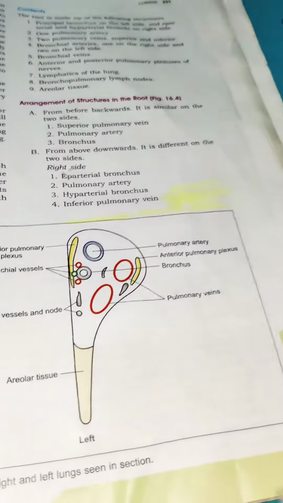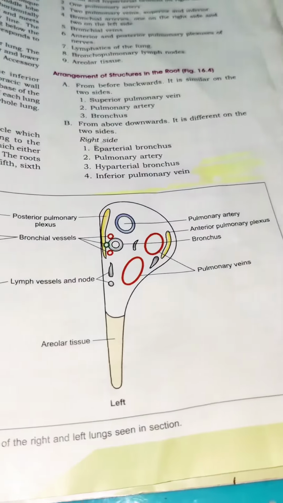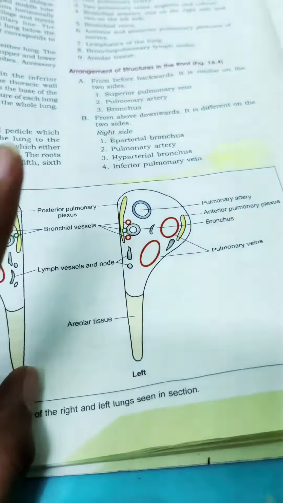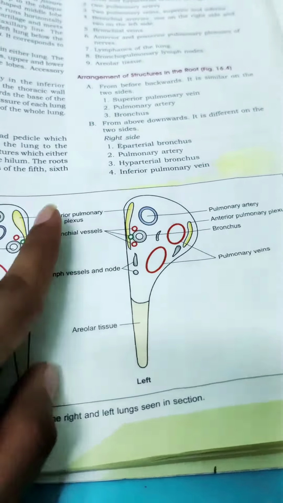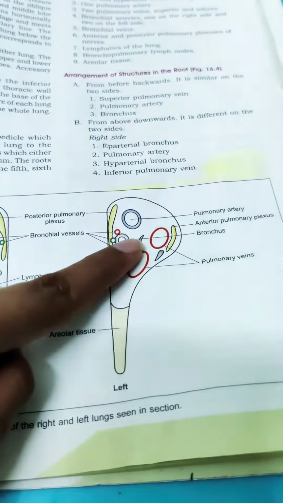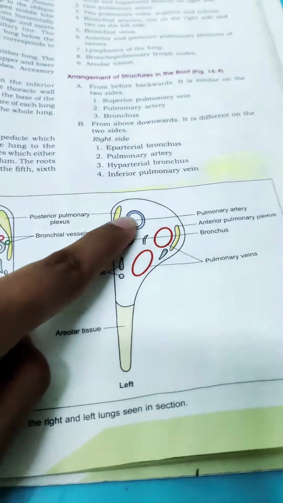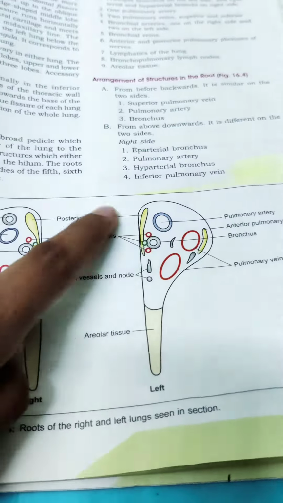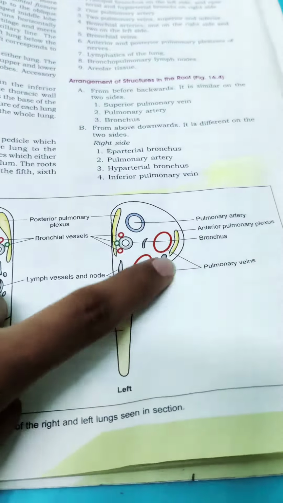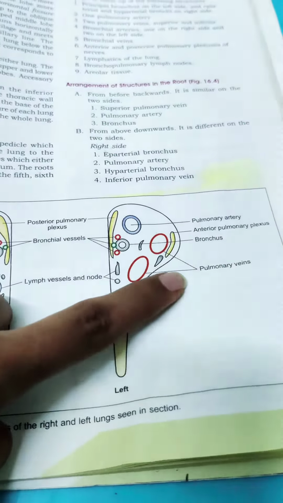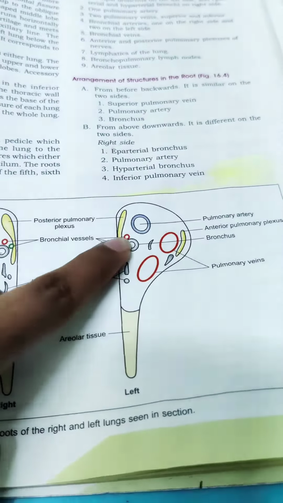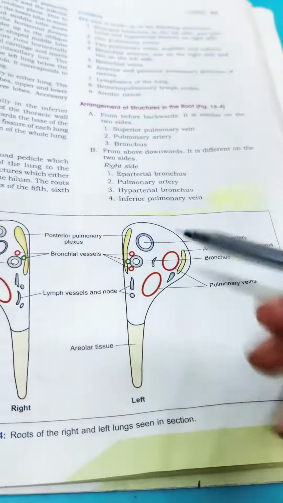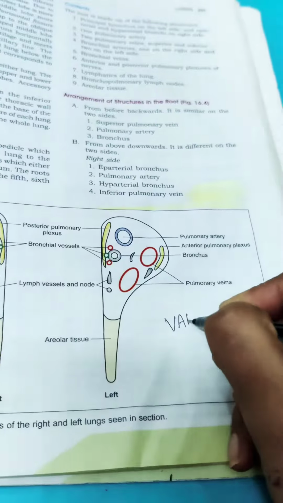So you can see here the order. First you will have the vein, and next you will have the artery, and after the artery you will have the bronchus. So you can see first on the front side you have vein, next you have artery, and next you have bronchus. So the mnemonic is VAB. I'll write it down here. VAB is the mnemonic.